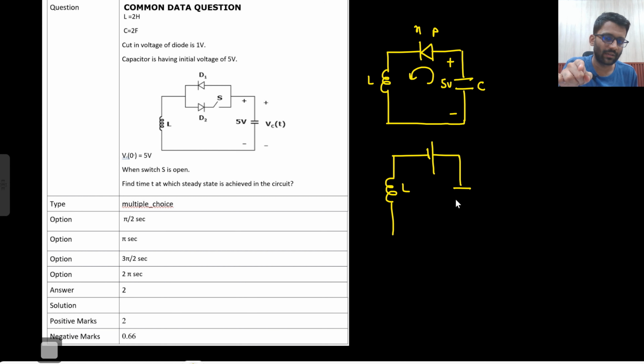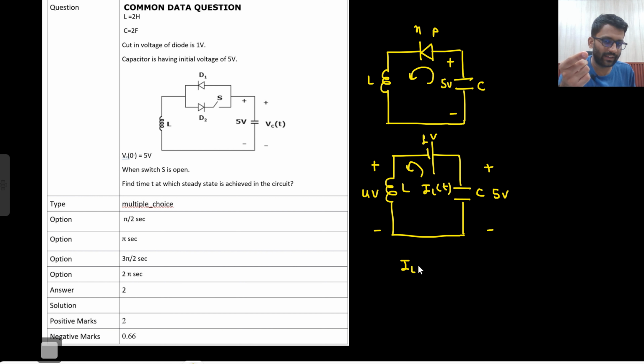So that is 1 volt. This is capacitor C which was having 5 volt and it is replaced with 1 volt. So now what is the voltage that is coming across the inductor? That is 4 volt, right? 5 minus 1, 4 volt is coming. So in which direction would the current flow? The current would flow in this direction, ILT.